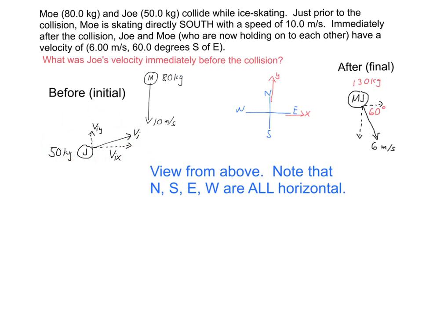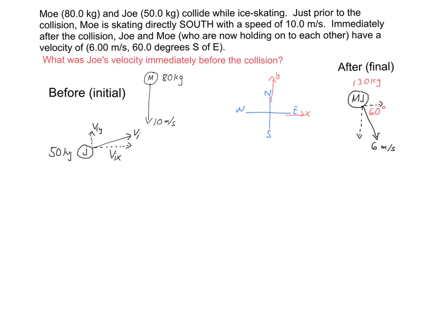In solving this problem, I'll use a coordinate system in which x is the easterly direction and y is to the north. Also, I've made an initial guess as to Joe's rough initial direction. Obviously, Joe's got to have some eastward velocity component because Mo and Joe together have an eastward velocity component, and Mo had no initial eastward velocity component.